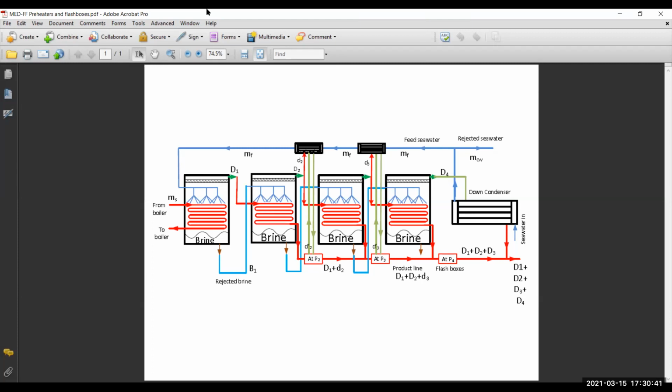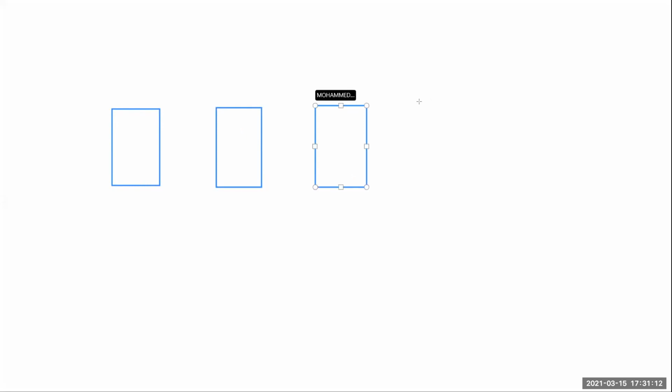Now I'm going here, maybe I can sketch another one because I need to do a freehand sketch for the next point that we're going to consider. So here we have, suppose that we have a unit which is made up of 4 effects. Effect number 1, effect number 2, effect number 3, effect number 4, and then the condenser at the end.